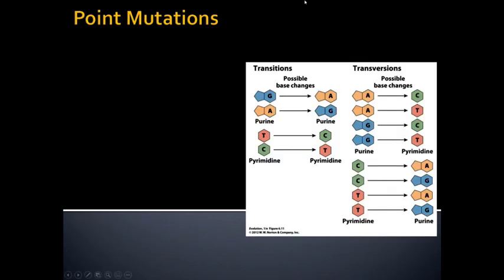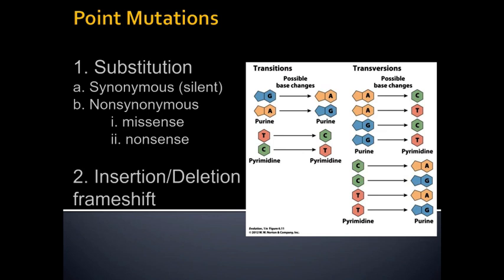So here are our base pairs. Here are the different changes that can occur. We are now going to begin to classify the different types of mutations that can occur. So you need to know these. You're going to need to review them and memorize them and go over them. We have a couple major categories and then some subcategories within those major categories. So the first major category we're going to talk about is point mutations. And both substitutions and insertions, deletions are point mutations.